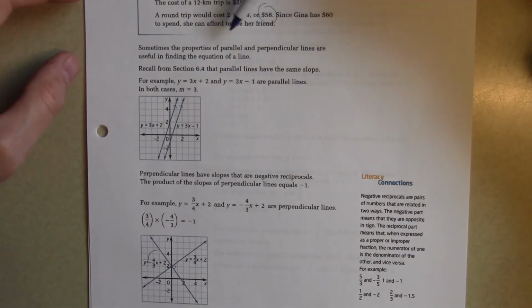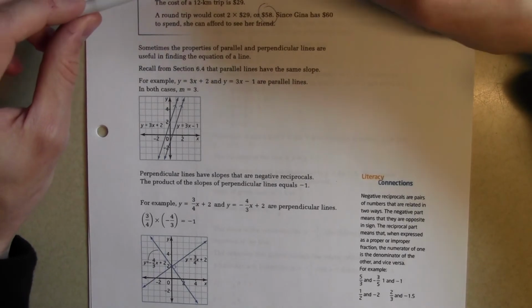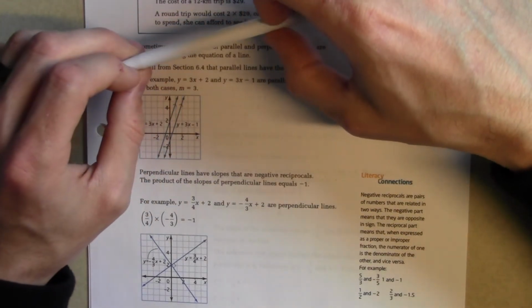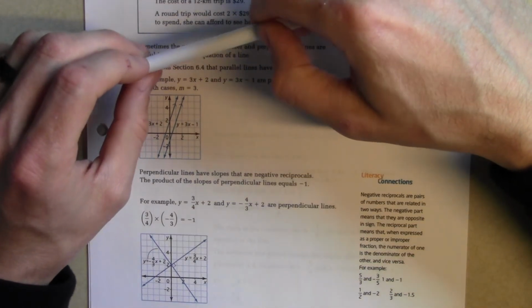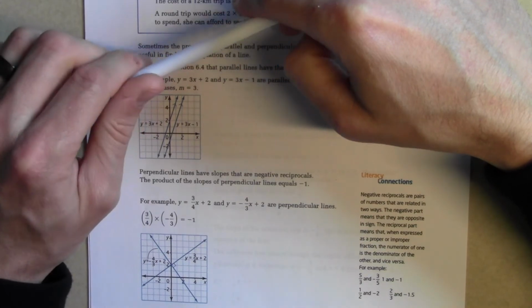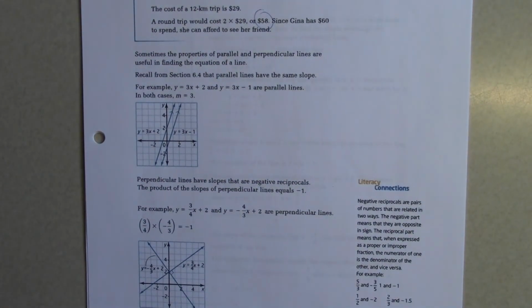All right, sometimes the properties of parallel and perpendicular lines are useful in finding the equation of a line. What are those properties again? Who could tell me? Joseph in the middle. Parallel is when the... Yeah, but what's the property of the line? So what do two parallel lines have in common? Yeah, the slope is the same, right?